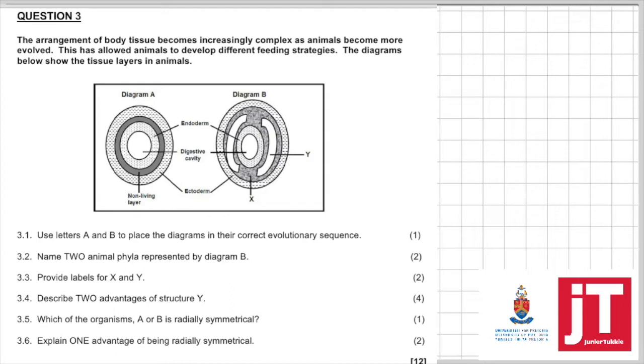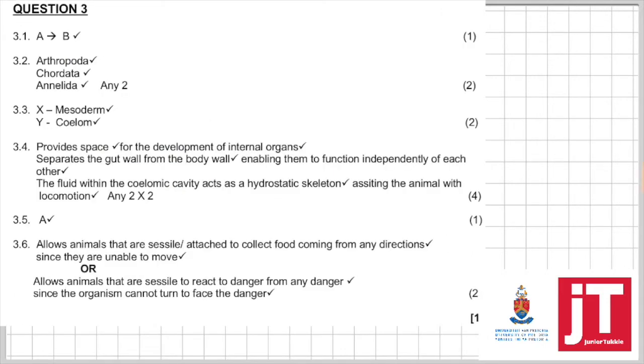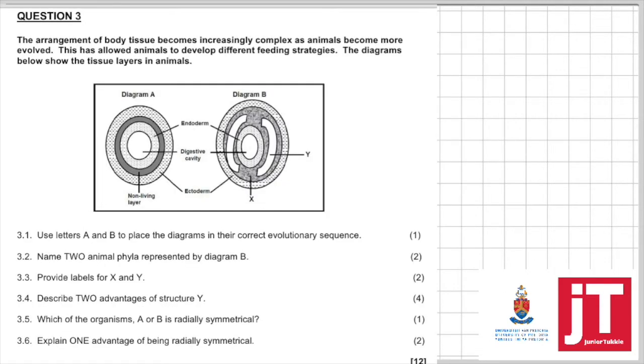Right, the arrangement of body tissue becomes increasingly complex as animals become more evolved. This has allowed animals to develop different feeding strategies, and the diagram below shows tissue layers in animals. Use letters A and B to place the diagrams in their correct evolutionary sequence. In A, we can see there's no coelom, and B has a coelom. So A is primitive and B is complex. So how do we write the sequence? A, and you put an arrow, and B. Right, that's 3.1.